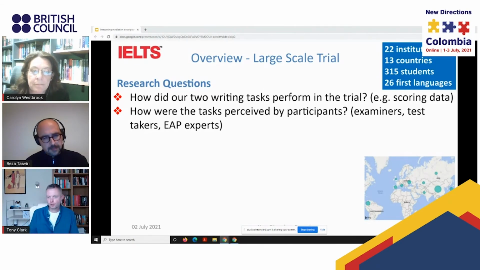So these tasks were part of a larger trial. It's a very big trial, as you can see from the details there. 13 countries involved, hundreds of students. We really wanted to put these tasks through their paces. And to do so, these were the research questions we formed. The first one: how did our 2 writing tasks perform in the trial? And for that, we were thinking about scoring data and all manner of other aspects like that.